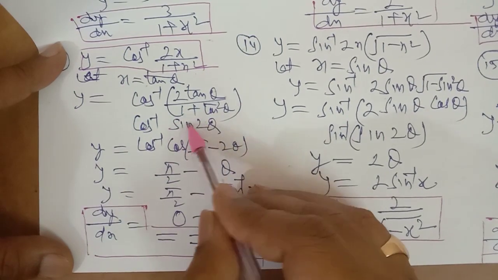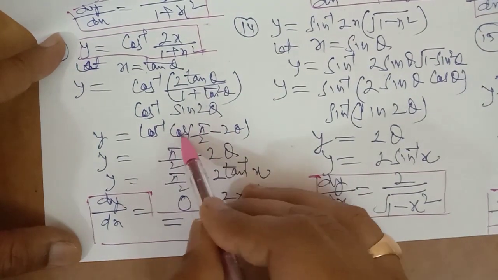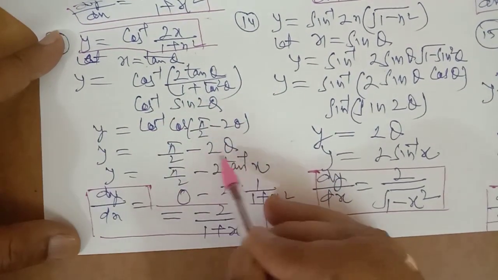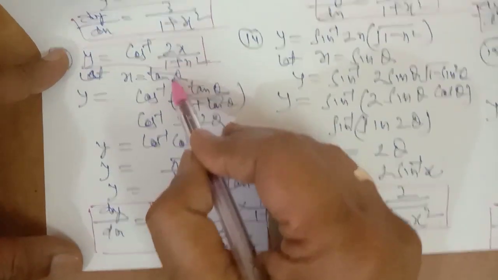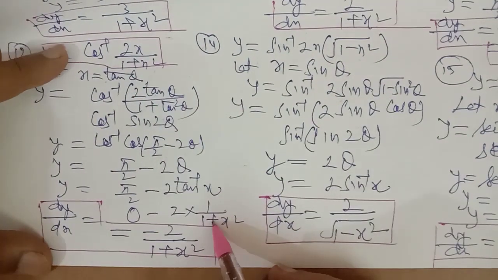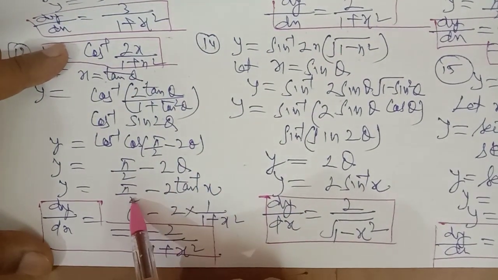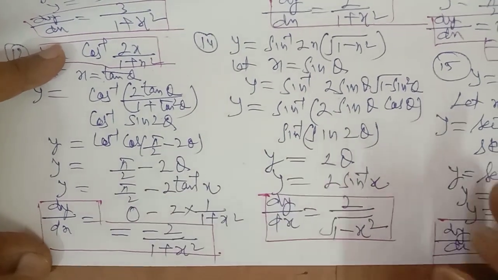So cos of 90 minus 2 theta will be equal to sin 2 theta, and cos inverse cos theta is equal to theta. This is cancelled out. So 90 minus 2 theta, theta is equal to how much? We have already done this, theta is equal to tan inverse x. Differentiate it: 1 upon 1 plus x square, and derivative of 90 is 0, because it is a constant.